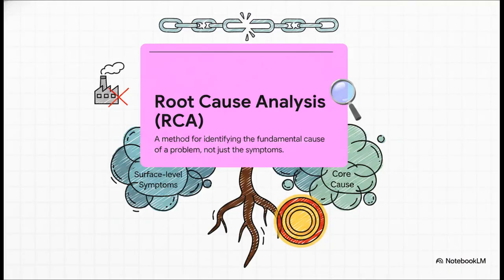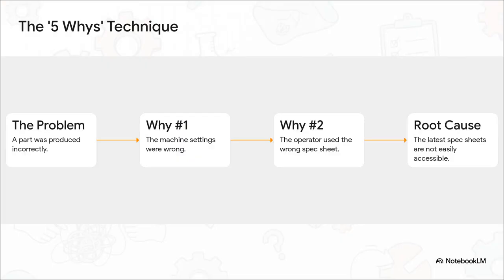The bedrock of preventing defects is something called root cause analysis, or RCA. And this isn't about just putting a bandage on the symptom. It's about being a detective, digging past the obvious clues to find the fundamental reason a problem occurred, so you can eliminate it for good. And one of the most powerful and honestly simplest tools for this is the 5 whys.